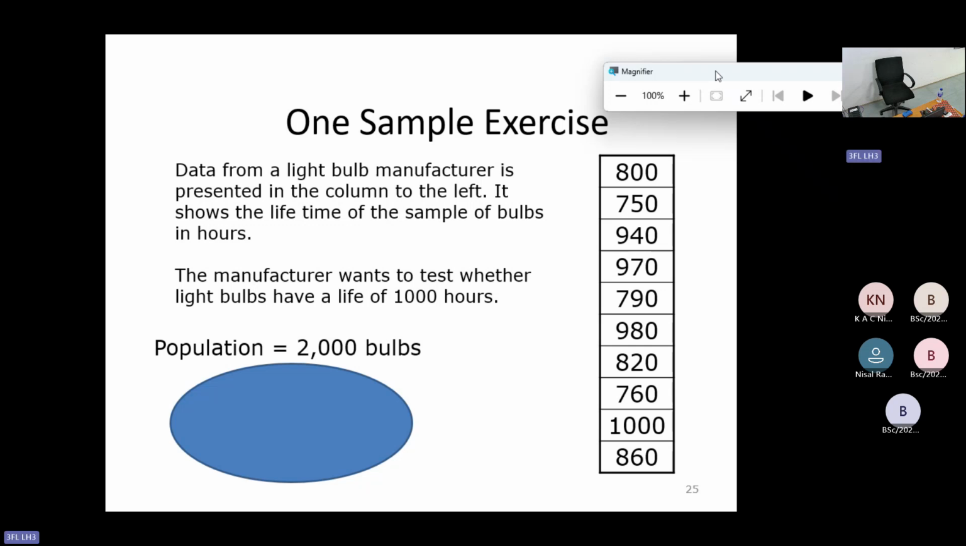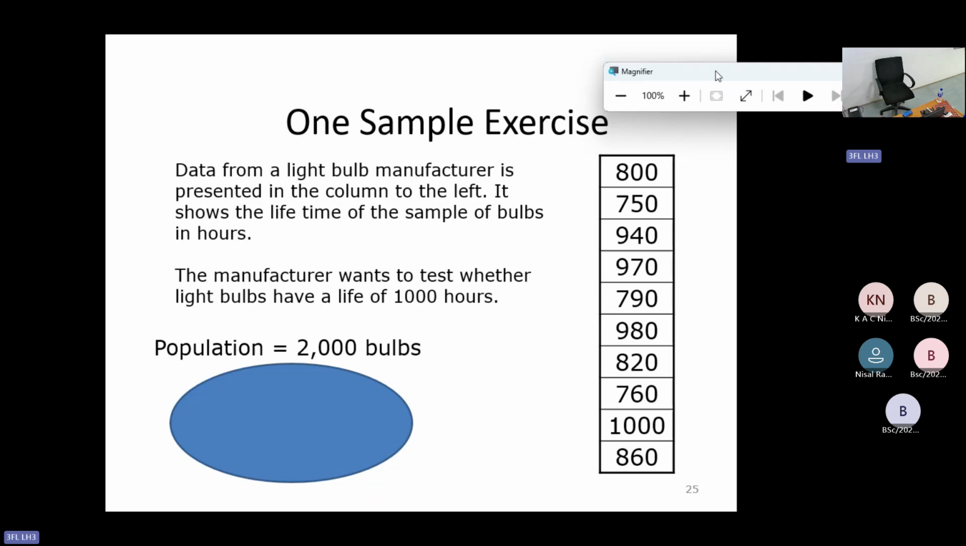Now our test is this: whether this 867 hours is significantly different from 1000 hours. If it is significantly different, then what's our conclusion? These 10 bulbs cannot come from a population where the average burning time is 1000 hours. That's the logic we are going to use. Don't worry if you did not understand that. Again, we follow 4 steps. Write down one sample t-test.